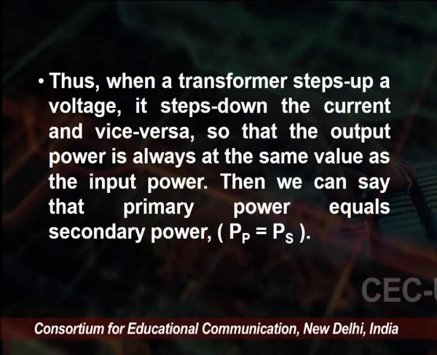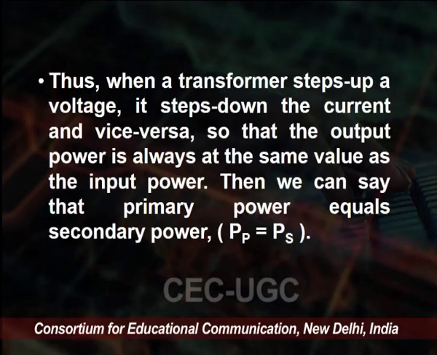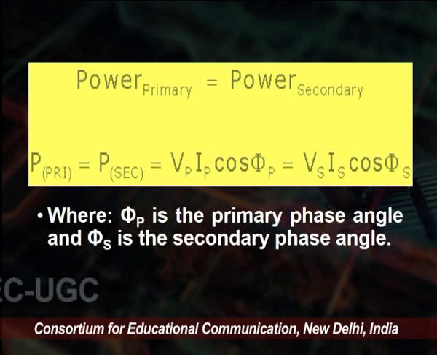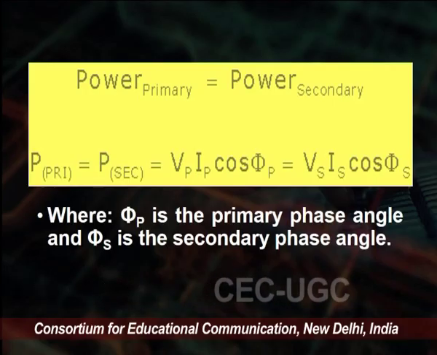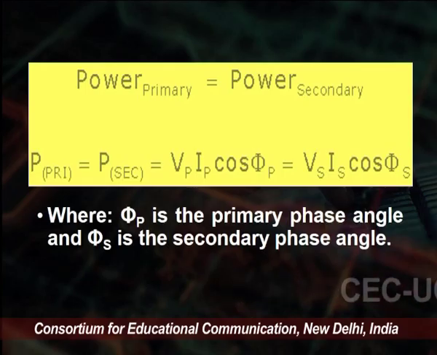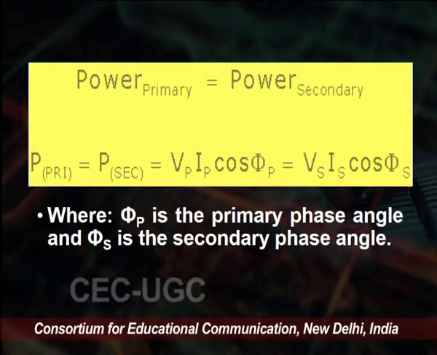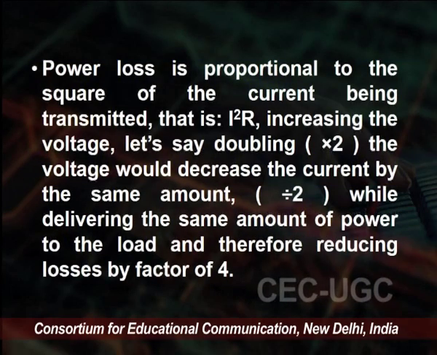as the input power. So PP is equal to PS. Primary power equals secondary power. You can see the formula: VP IP cos phi P equals VS IS cos phi S, where phi P is the primary phase angle and phi S is the secondary phase angle.